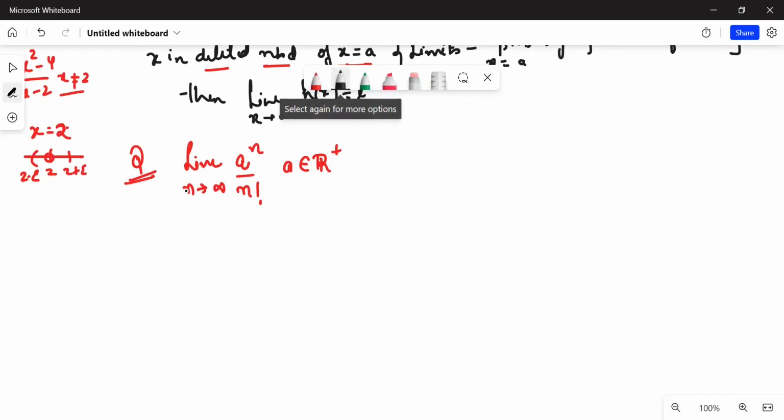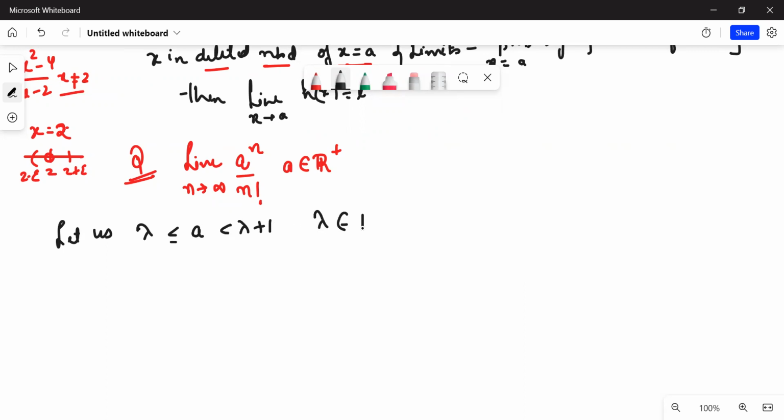See here, the limit is n tends to infinity, so n can grow as large as possible, and a is any positive real number. So let us think that your a must be between some integers. It can be between two consecutive integers, isn't it? Where lambda belongs to the natural numbers, because a is some positive real number. So let us think that, let's say, if a is 4.5, then it would be between some natural numbers only, isn't it? Yes or no? This is something that can be assumed.